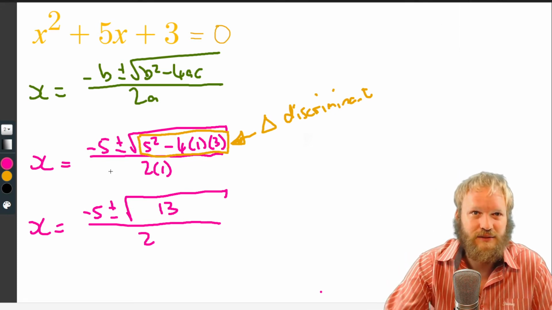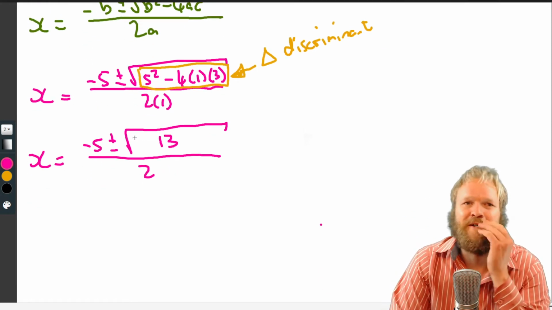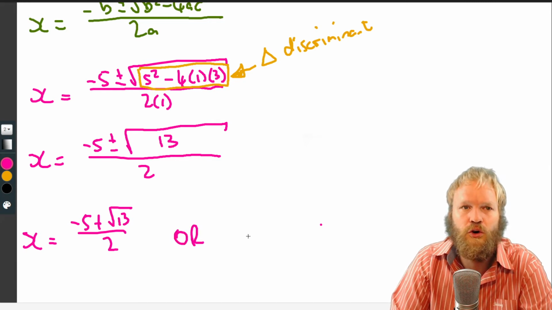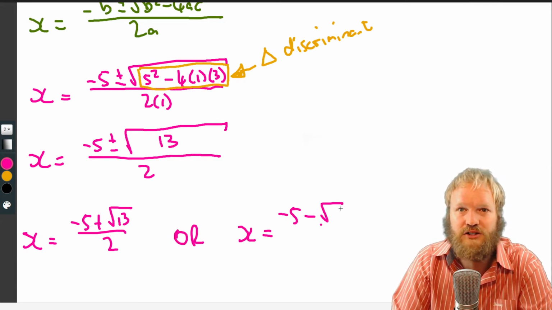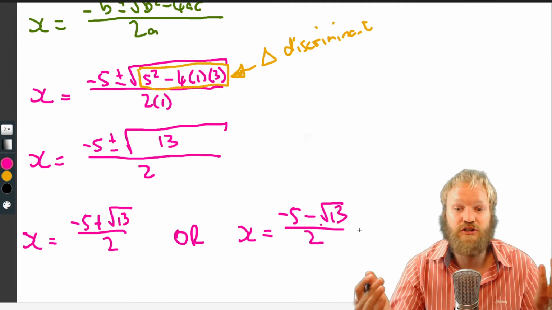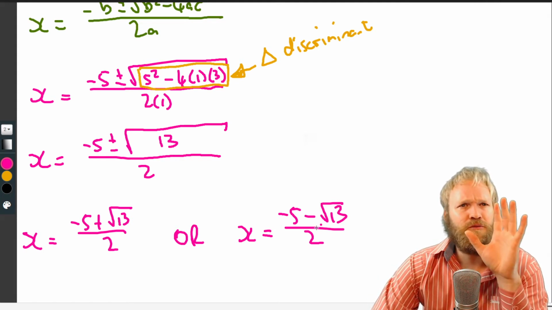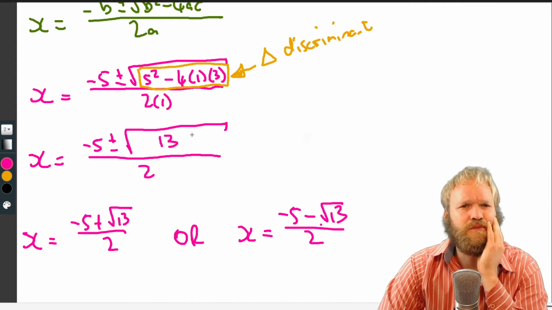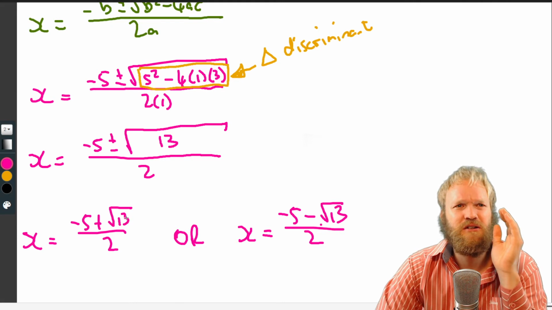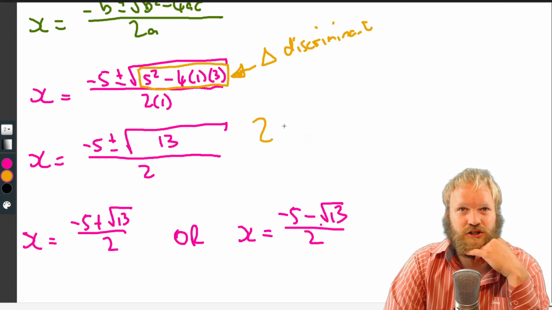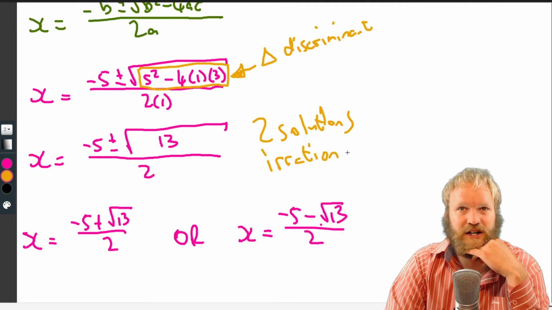So what does this tell us? It tells us that we're definitely going to have two solutions. X is either going to be minus 5 plus the square root of 13 over 2, or x is going to be minus 5 minus the square root of 13 over 2. There are two solutions. So first key bit is we've got two solutions. The second bit is that they're always going to have this square root sign, so they're going to be irrational. So we've got two solutions, and they are both irrational.